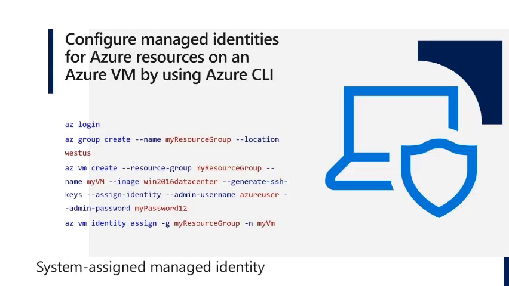Configure managed identity for Azure resources on an Azure VM by using Azure CLI. So here you can use system assigned managed identity. Simply you just have to do it using Azure CLI. So az login, az group create, my resource group, then location, simple. az vm create with resource group my resource group and my VM image, and you created the VM. And then az vm identity assign, you just say -g my resource group, and then name of the VM is my VM.